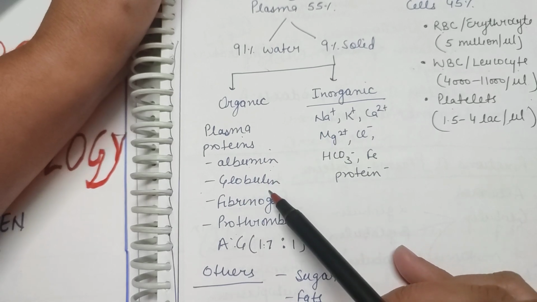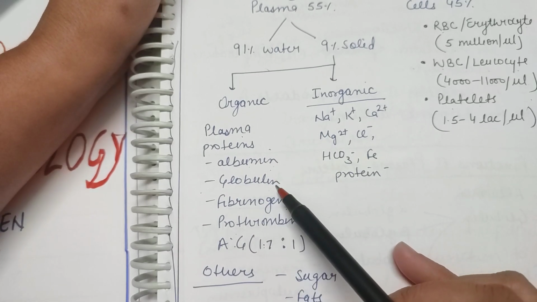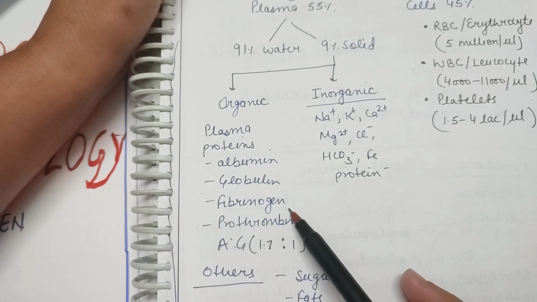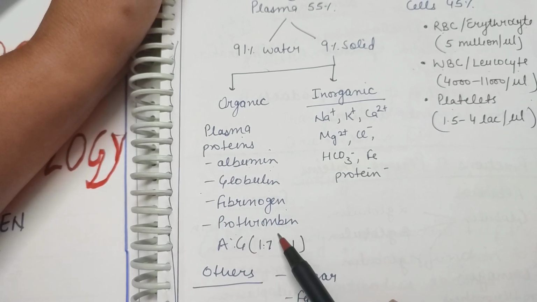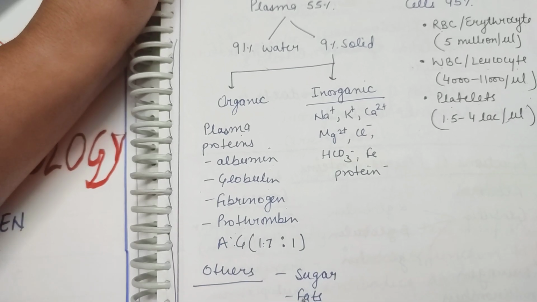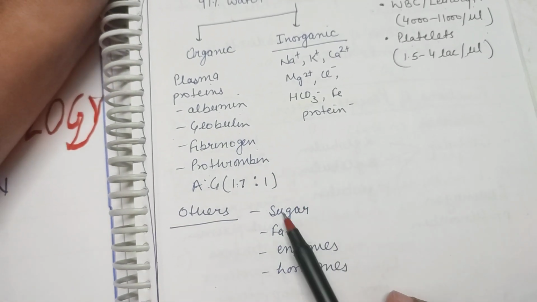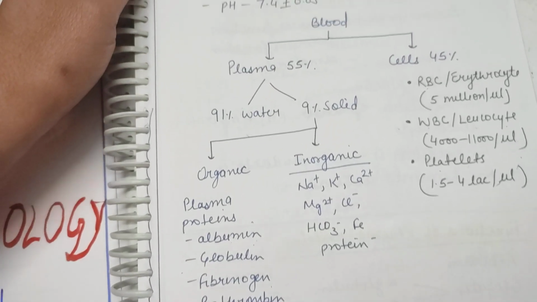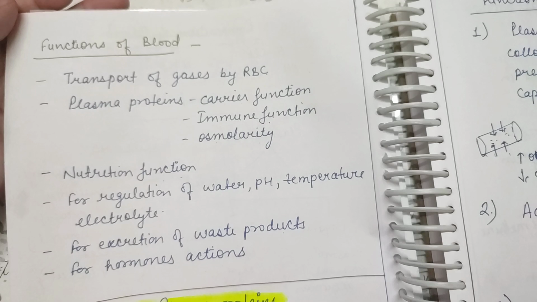Then globulins, we know all the immunoglobulins are made up of globulin, right? Fibrinogen, we will read this topic in clotting. Then prothrombin, same in clotting. And we have the albumin globulin ratio. And there are some other components in blood which are sugar, fats, enzymes, and hormones. So this is a brief overview of the composition of blood.